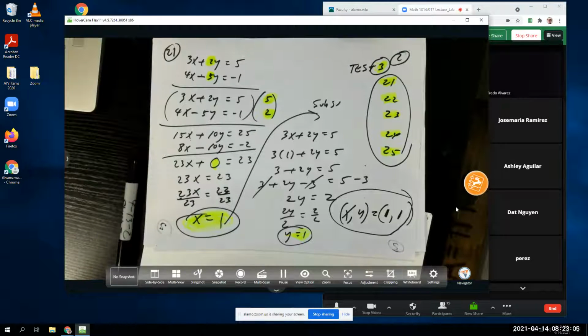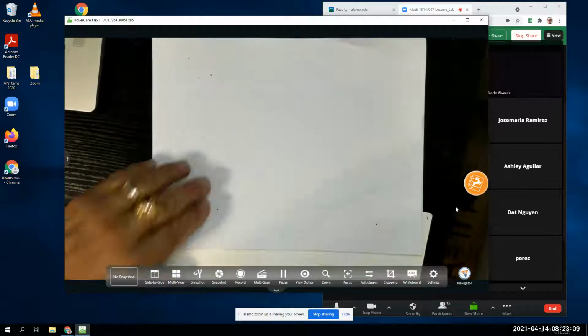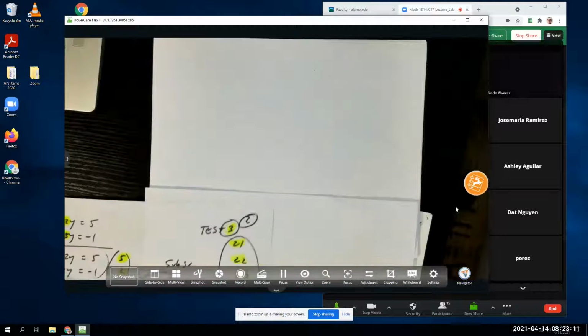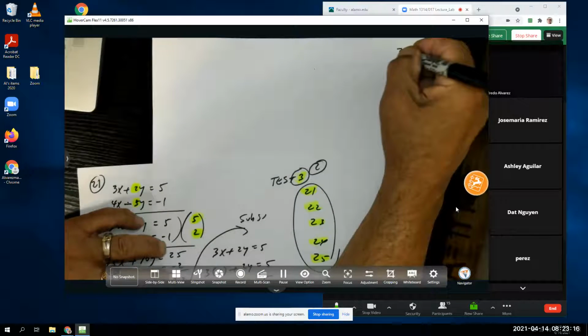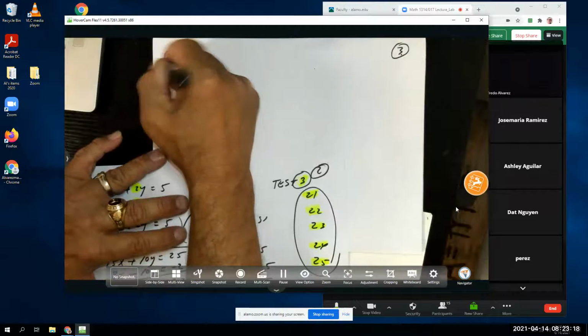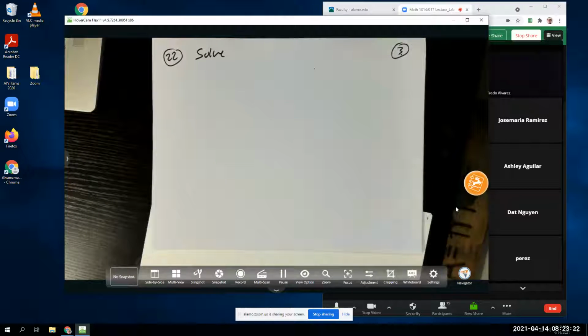Okay, let me go to 22 then. All right, 22. You have to use a calculator for this one. This one, you have to use a machine, man, because it's going to be big old numbers. All right. Number 22, it says solve, and it's going to be a system of equations. Let me write it up.